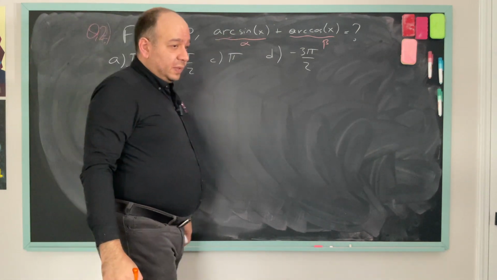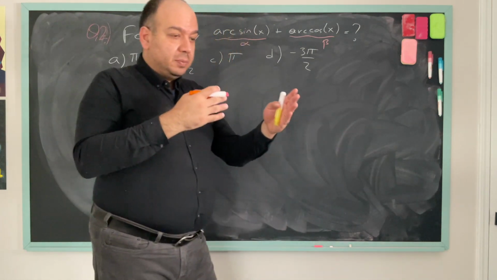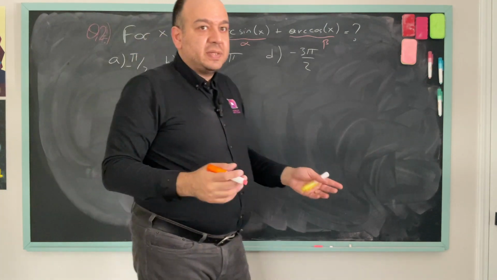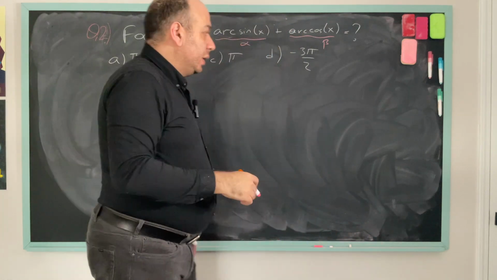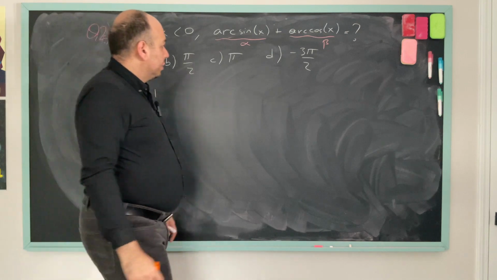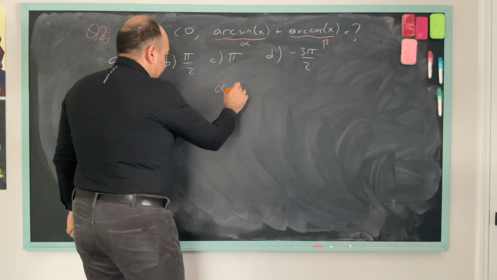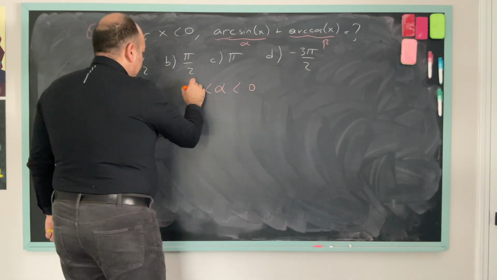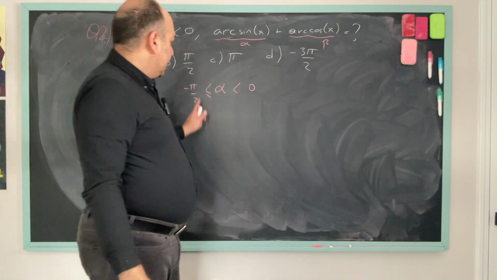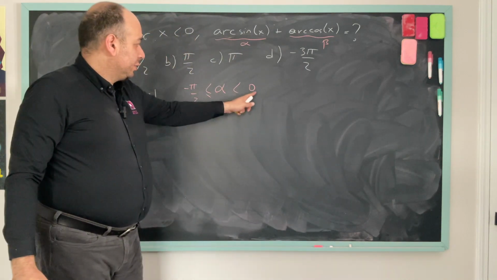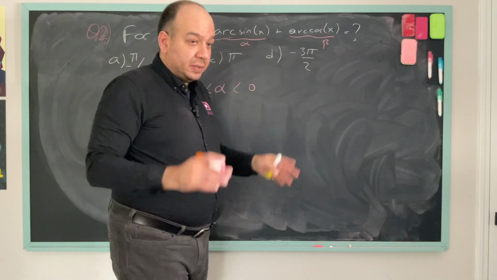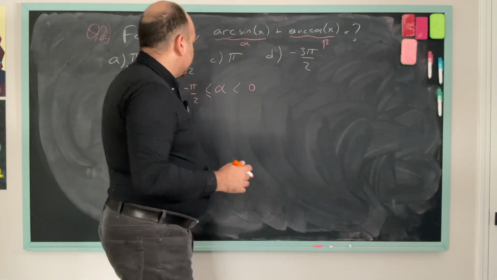So the arcsine function has a range between minus pi over 2 and pi over 2, right? In general, then, alpha is going to be between minus pi over 2 and pi over 2. However, we have a condition here. We say x is less than 0. So then alpha must be between 0 and minus pi over 2, right? So minus pi over 2 can be included, but 0 not, because x is not equal to 0. So for alpha, we can say we are in the fourth quadrant.